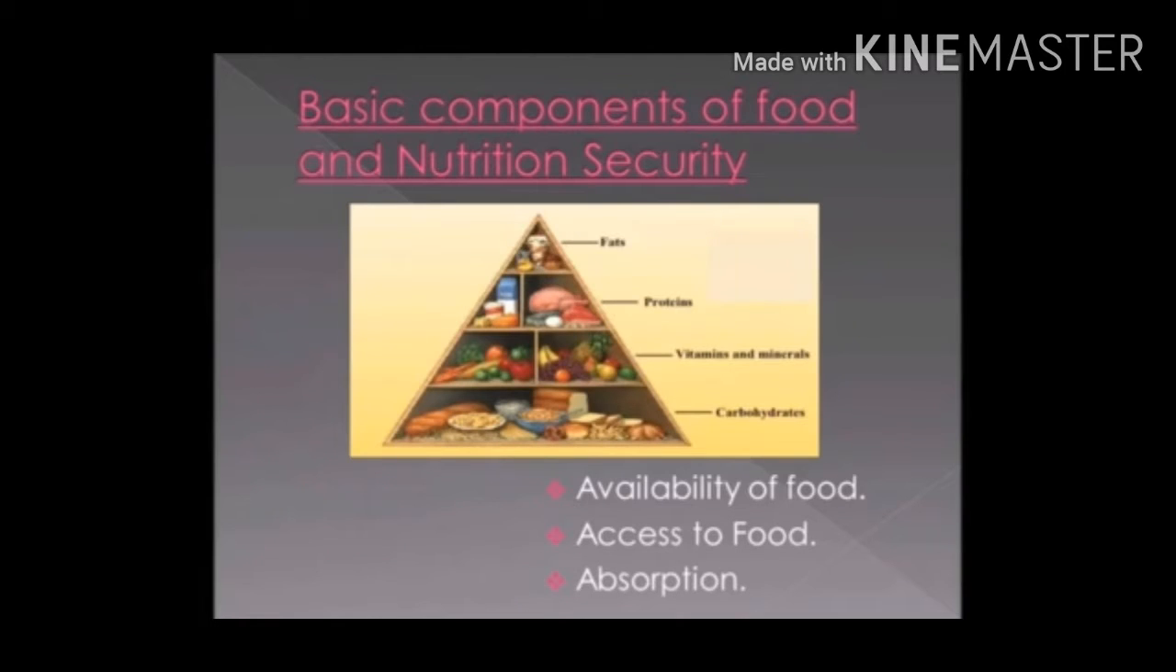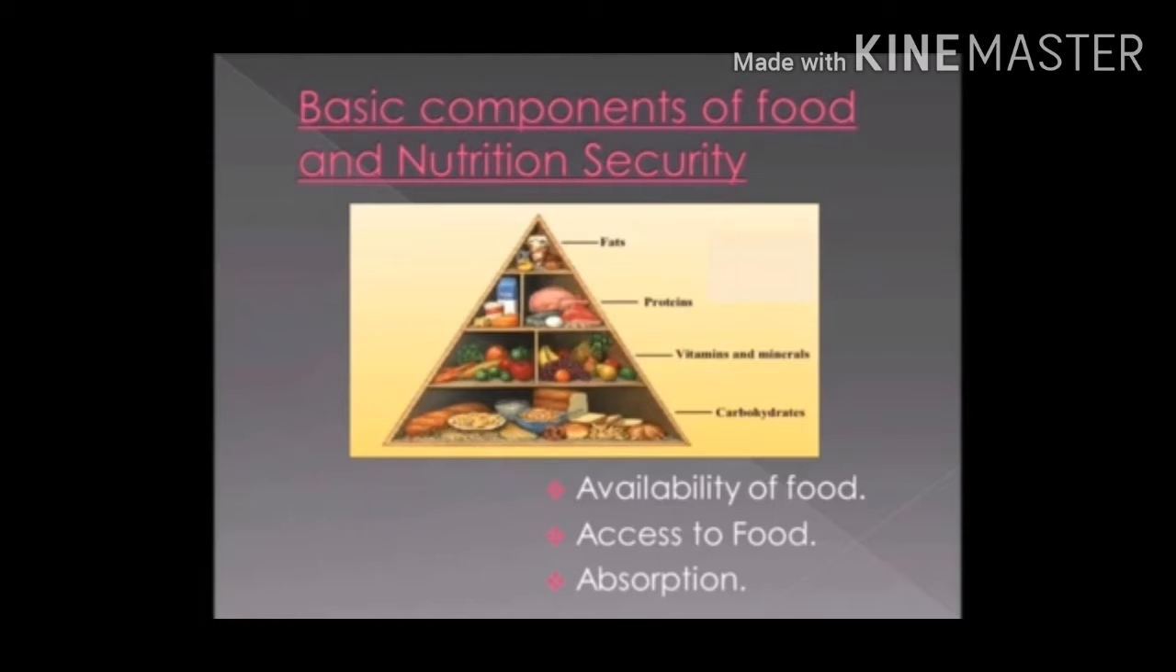Basic components of food and nutrition security. First, fats: from cheese and the flesh of animals we can get them. Proteins: milk, chicken, egg, meat, everything. Then vitamins and minerals: all types of fruits and vegetables. Carbohydrates: grains and cereals. So if we have the ability to eat enough, we can stay active and lead a healthy life.